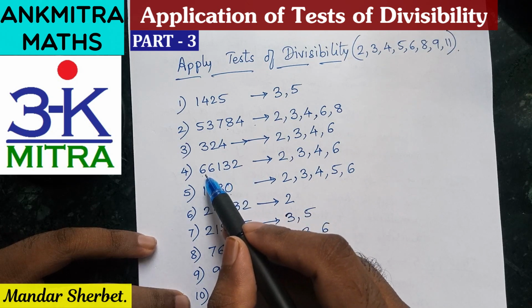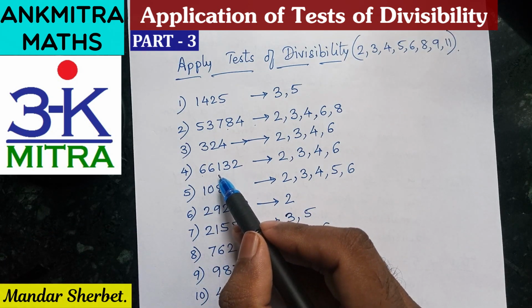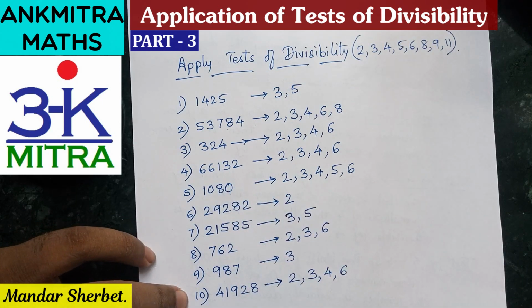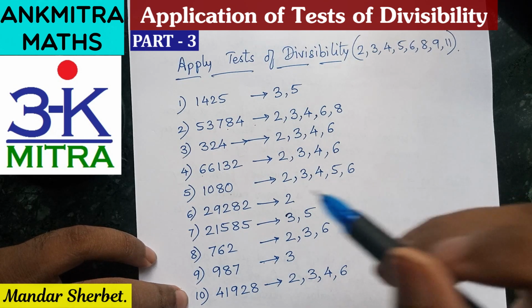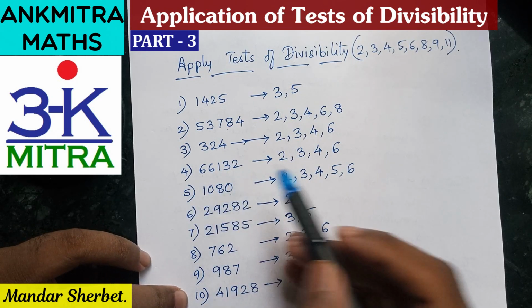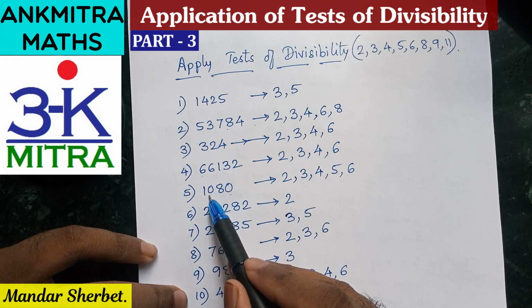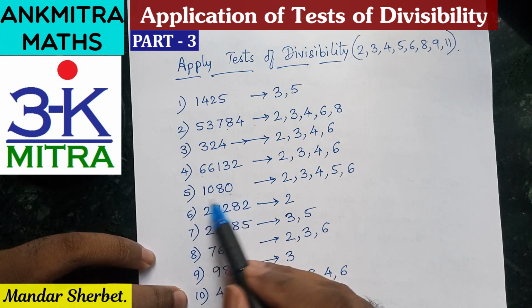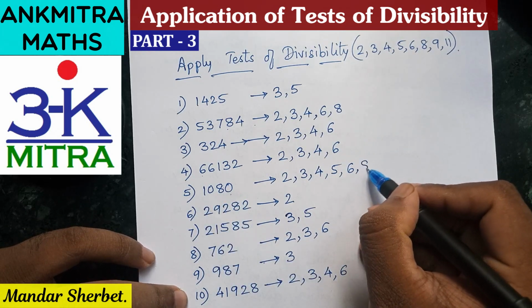In the next number, 66,132, the last 3-digit numbers form the number 132. Now let's check whether 132 is a multiple of 8. Now 8, then 40, 80, 120 are all multiples of 8, right? So after 120, the next multiple of 8 will be 128, and after that it will be 136. So 132 will not be a multiple of 8, therefore this number will not be divisible by 8. Moving to the next number, the last 3-digit number formed is 080, so 80. So 80 being a multiple of 8, this entire number will be divisible by 8.